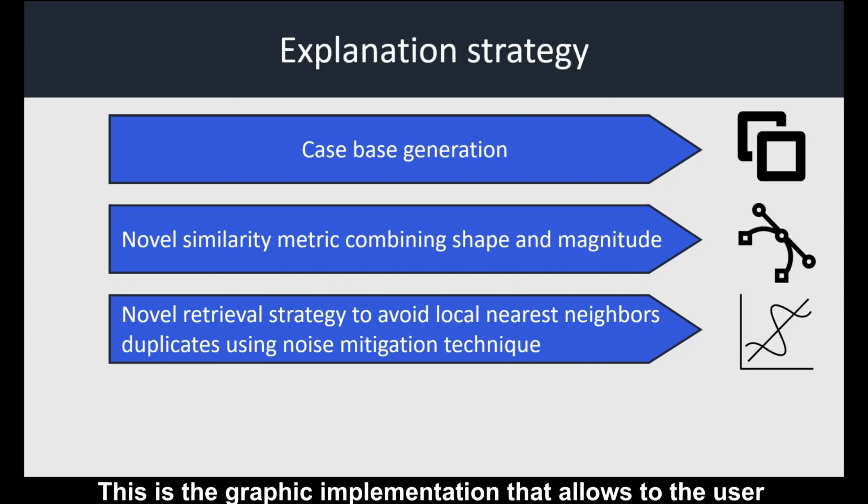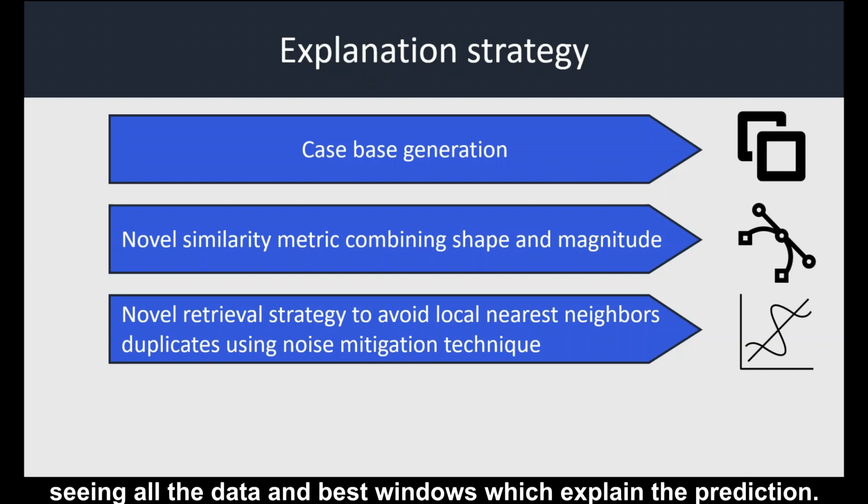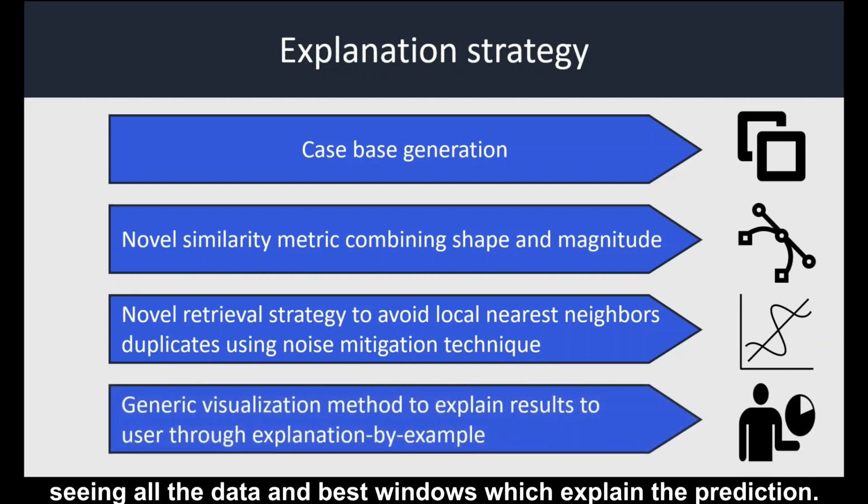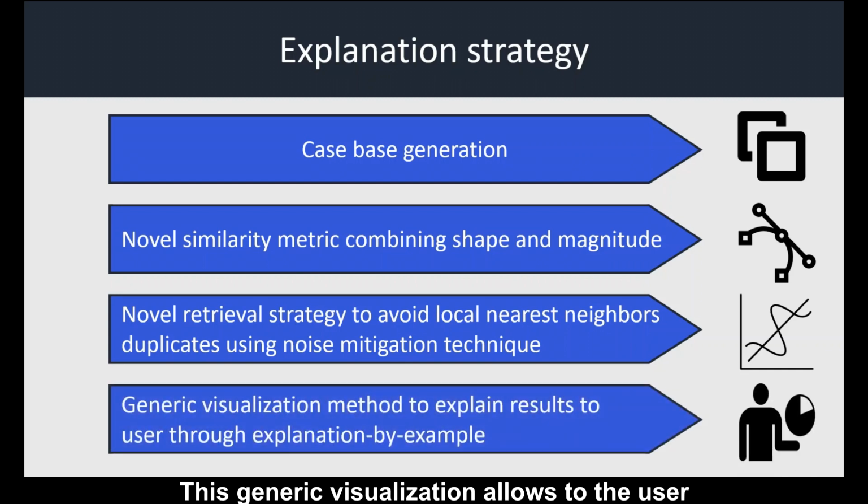This is the graphic implementation that allows the user to see all the data and the best windows which explain the prediction. This generic visualization allows the user to configure the number of nearest neighbors displayed. The user can apply it for all the best results or for a few ones. Besides, the method can recreate a new case base that is the average of all the most similar windows based on the minimum, maximum, or median of each window. So this generic implementation allows many ways to visually analyze the method results.